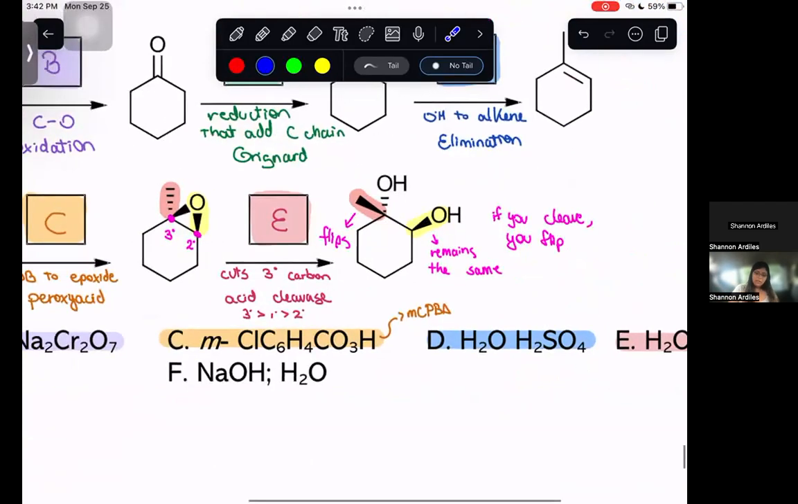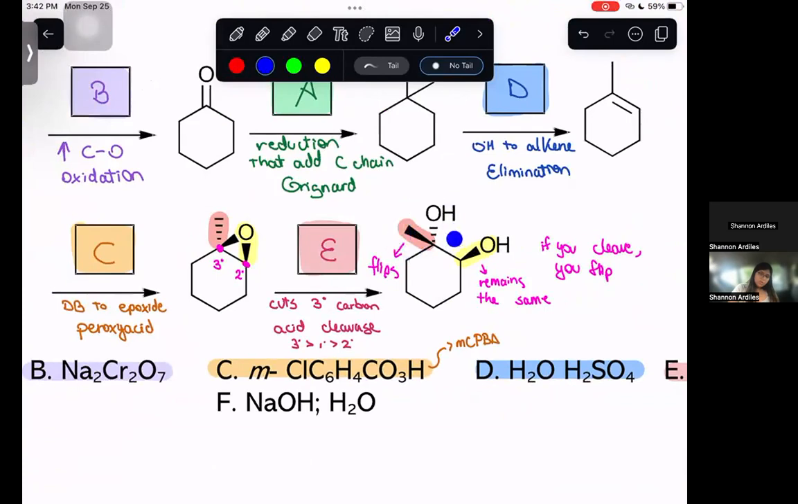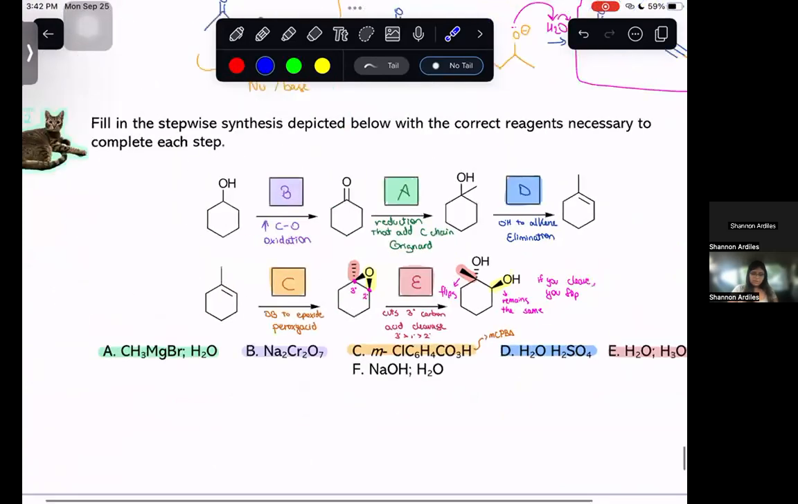Now, hypothetically, let's say that we preserve the stereochemistry of those two bonds. That would mean that we cleave the secondary one. If we cleave the secondary one, we are going to do a base cleavage, which means that we would have to use option F. But in this case, it's not necessary.